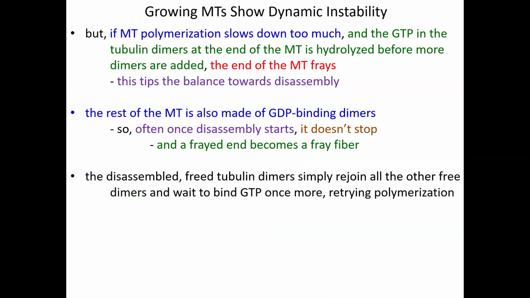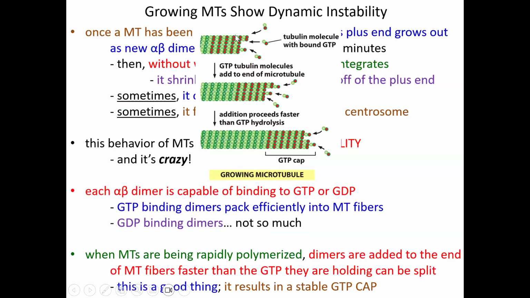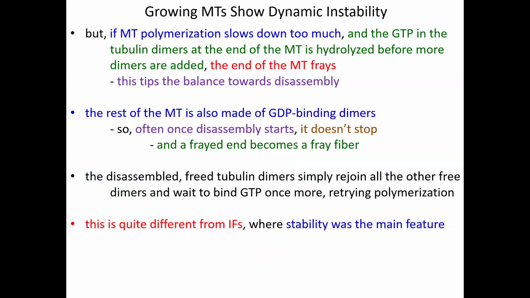The disassembled free tubulin dimers are going to hang around in the free tubulin pool. Eventually, they'll let go of that GDP and they'll pick up GTP. And once they pick up GTP, they're going to be very willing and ready to join a GTP cap and help some other microtubule grow. So the process can recycle and continue. Again, this is very different from intermediate filaments, where stability was the main feature. For microtubules, dynamic instability is the main feature.